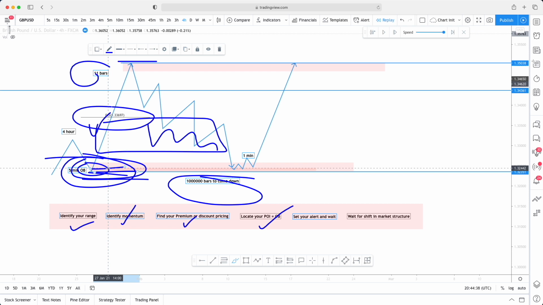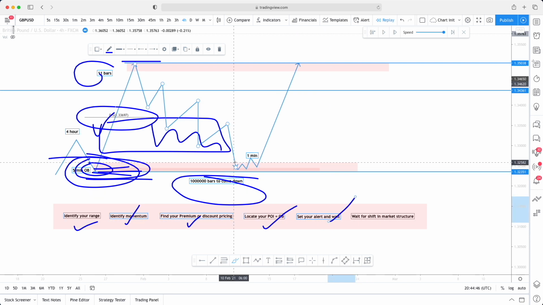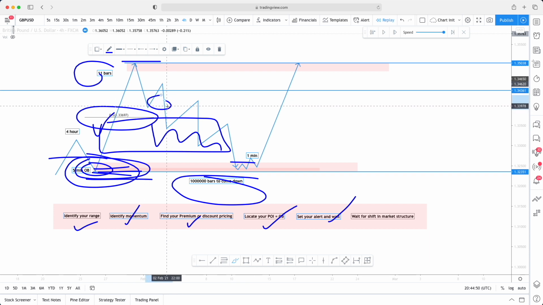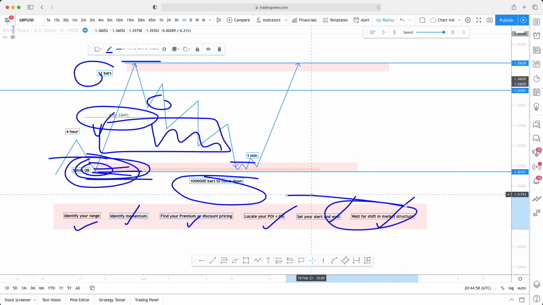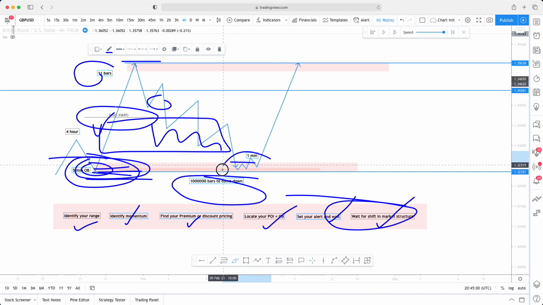The reason we refine it is to find the last possible reversal point. Okay, then you just set your alert and wait. You just wait until price comes in here. So I set the alert somewhere about here. I waited days for price to come back. Okay, once price came back, you wait for the market. You wait for the shift in market structure, which is literally that.